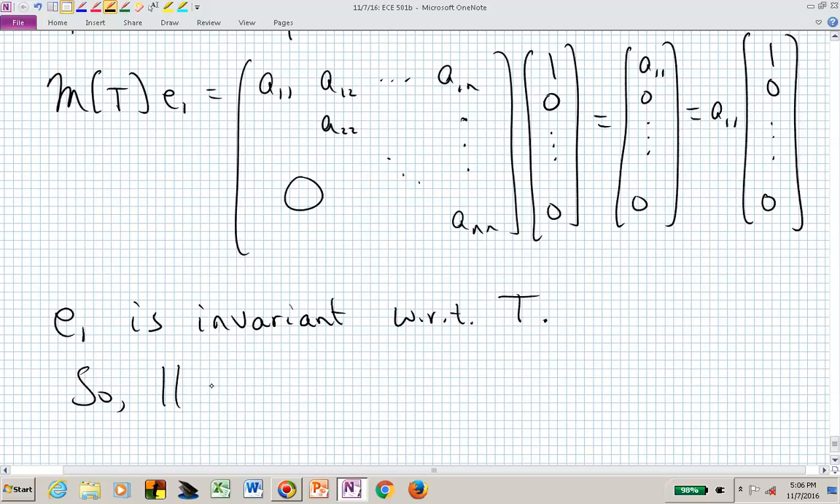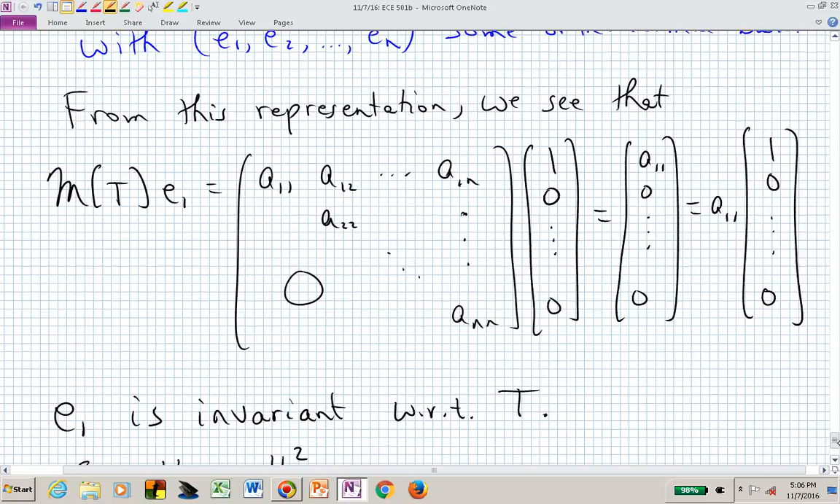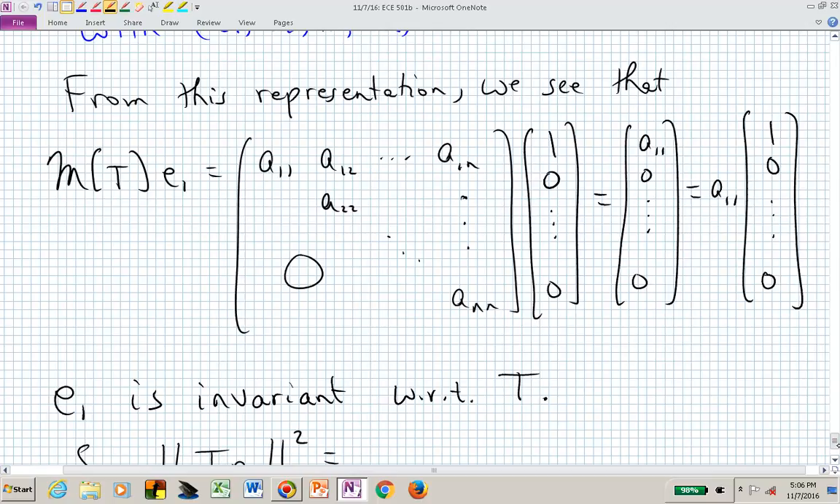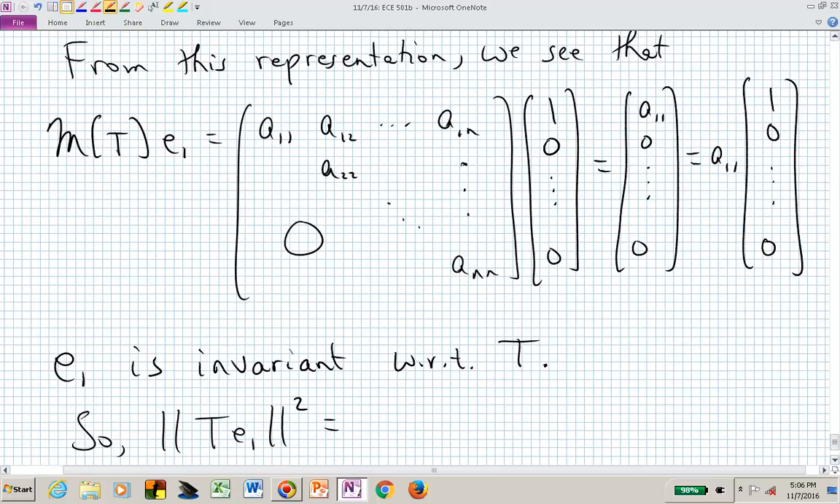Which means if we wanted to look at the norm squared of T applied to E1, what's that going to give us? We know that TE1 gives us this A11 in the first coordinate and nothing below. What's the norm squared of that vector? And you could think of a 2 norm, for example.